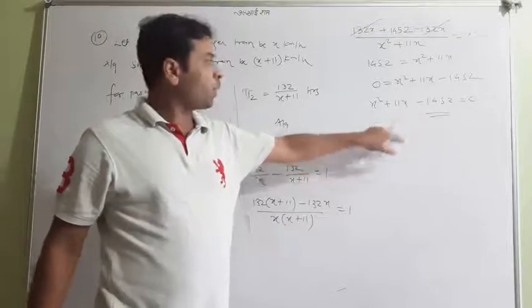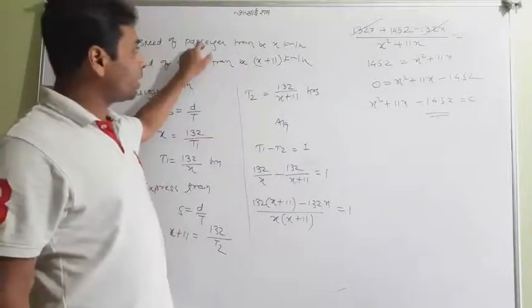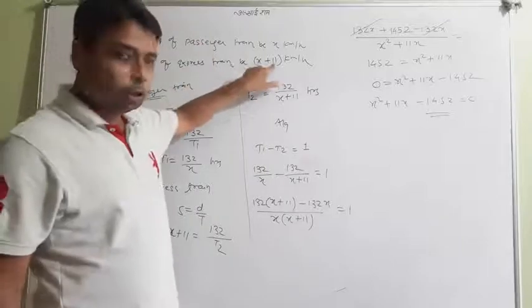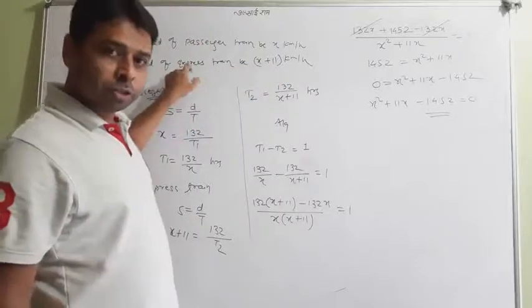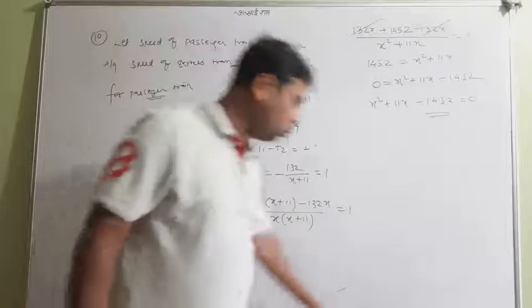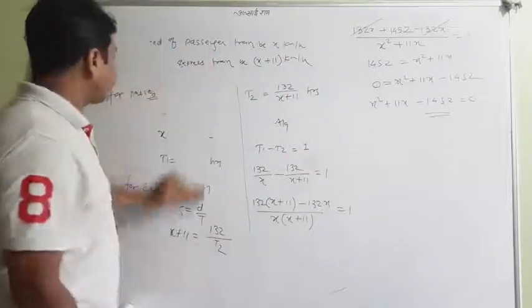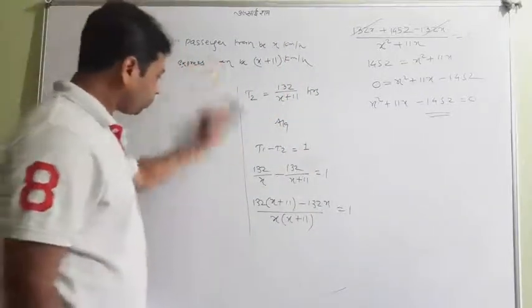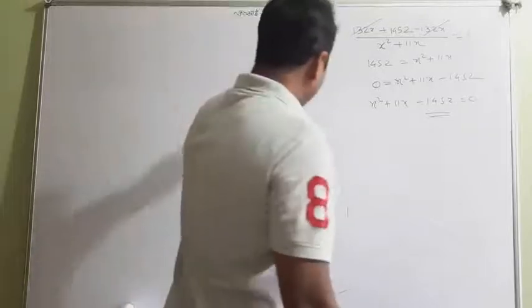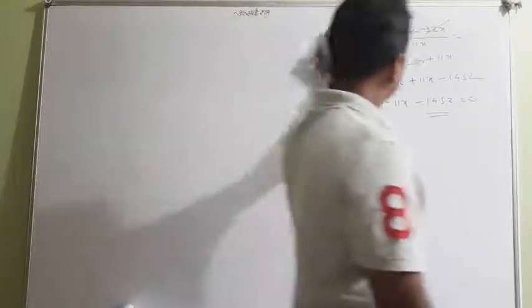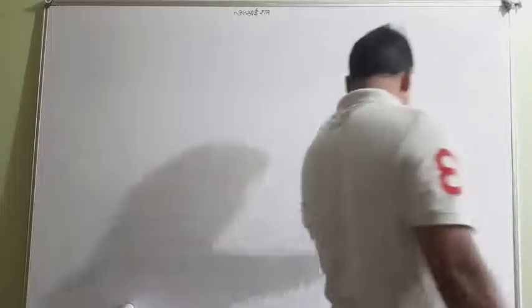So whatever the x you're getting, it will be the speed of the passenger train, and on adding 11 you can get the speed of the express train. So this is very simple for the work. So do this by the same method from your side only. Okay, now I'm telling you one more simple question, last question of the exercise.